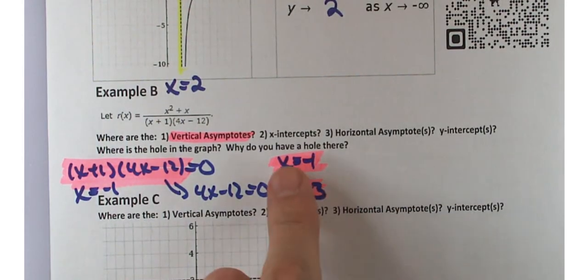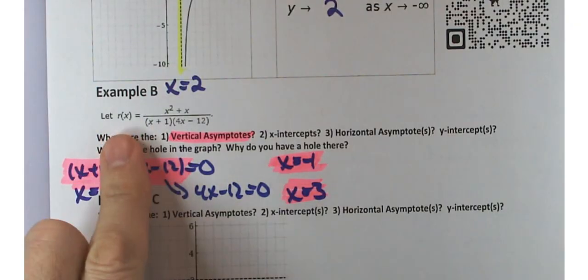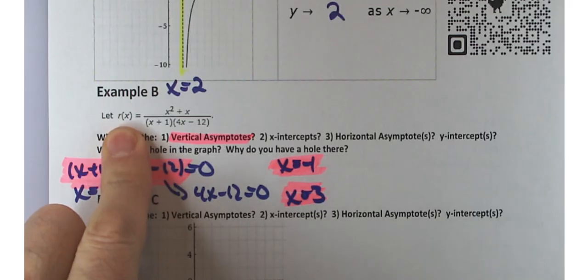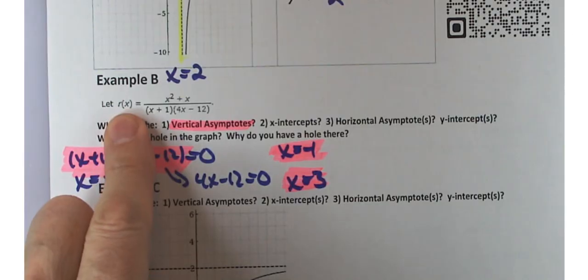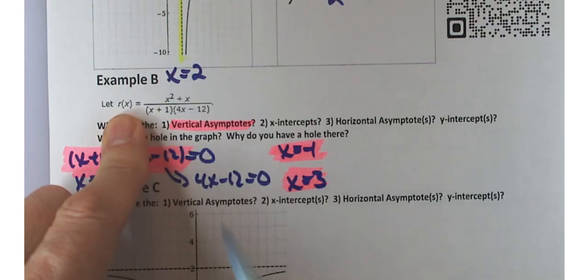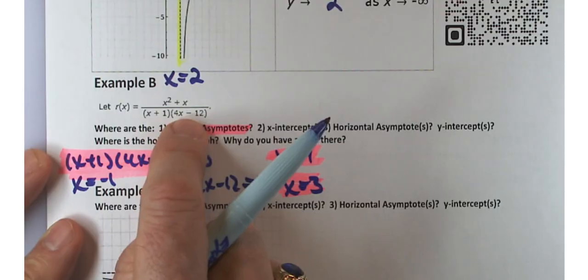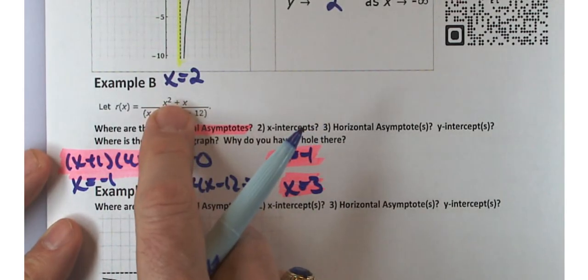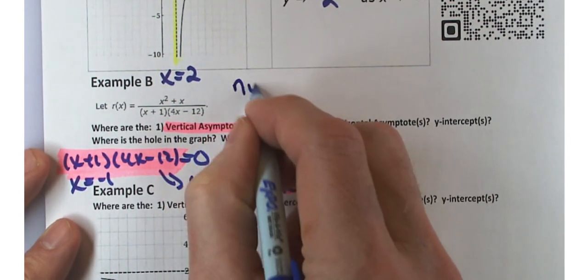What else can we determine? We can determine the x-intercepts. How do you find the x-intercepts? That's a good question. The x-intercepts are when y equals 0. In our case, r of x is taking the place of y. But if we set y equal to 0 or r of x equal to 0, then this is going to equal 0 where the numerator equals 0. We're not worried about the denominator equaling 0. So where does the numerator equal 0? Yeah, numerator equals 0.